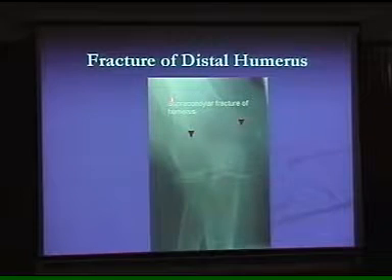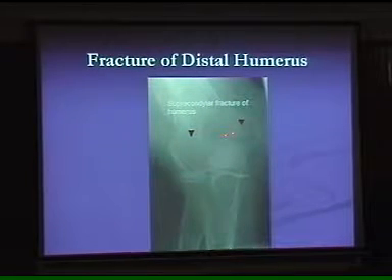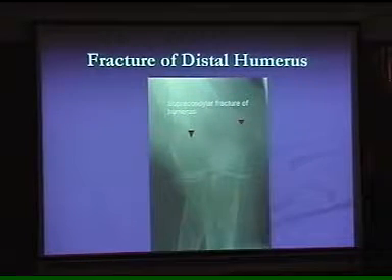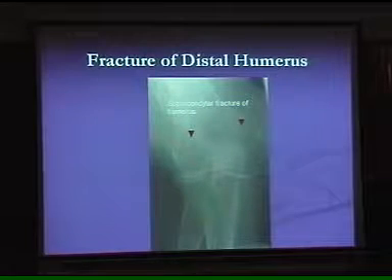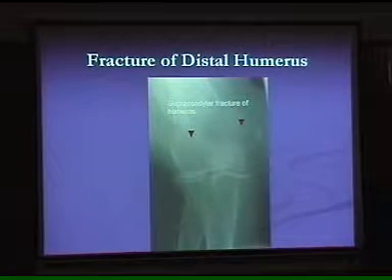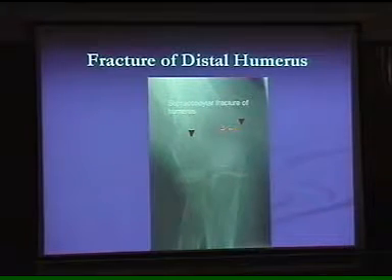What do you appreciate here? The joint space is well preserved. A very thin lucent line, you can appreciate it. Supracondylar fracture. But the message over here is, once you find the fracture, the most important thing is whether there is any displacement of the fragments or not. Here you can appreciate there is no displacement of the fracture.